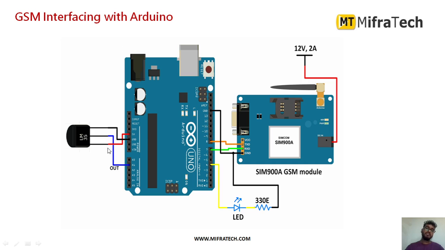I am also connecting an LM35 temperature sensor and an LED in this example, but these are additions. To simply connect the SIM 900 here, you can use only these 4 pins, and there will be an antenna, which you can fix here. As you can see, this is the antenna. You can also provide supply through the DC jack that is available, like a 12 volts 2 amps supply. So this is the required connection to interface this GSM module with Arduino.